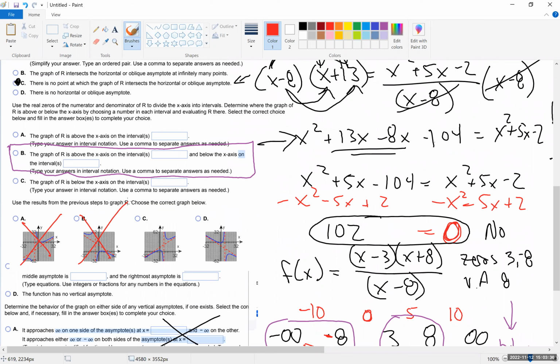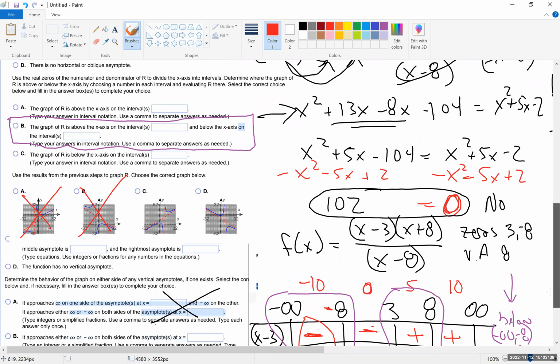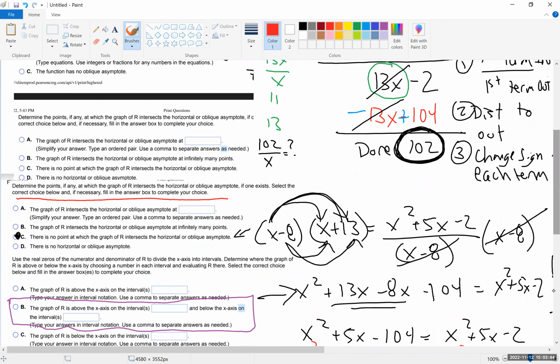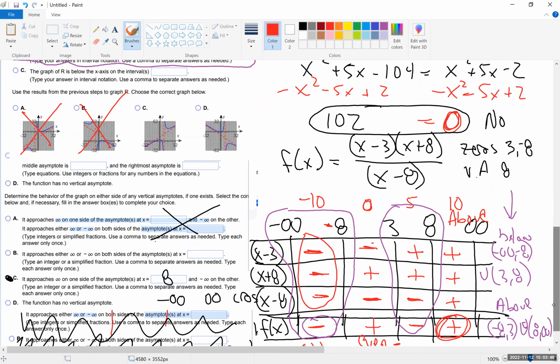Okay. But if we look at our sign chart, at the end of our sign chart, we are supposed to be above the x-axis. This C has us being above the x-axis. So C is going to be our correct answer for graphing it. Okay. All right, I'm going to pause here.